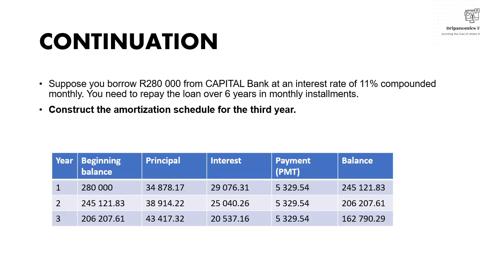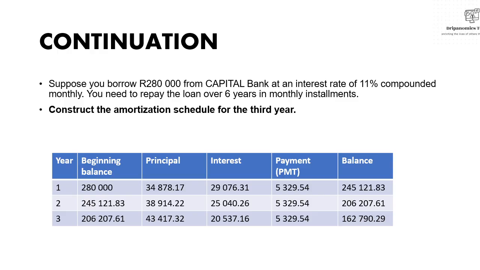And then you press equal again. How much is left within that year? 206,207.61. Then that 206,207.61 will be the opening balance in the next year, which is year 3, which is what we actually want. So again, you press shift, amort. Year 3, it shows you 25 to 36. Year 3 starts on the 25th month, ends on the 36th month. Press equal, how much was paid in year 3? 43,417.32. That's the principal amount.